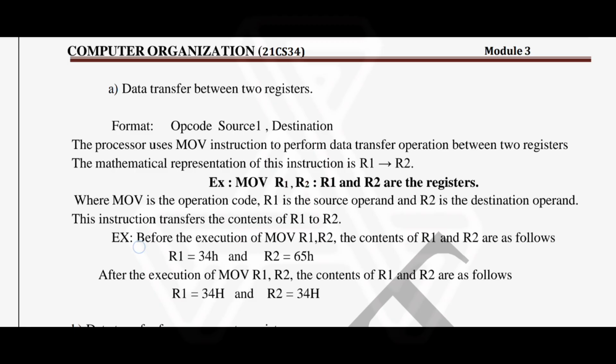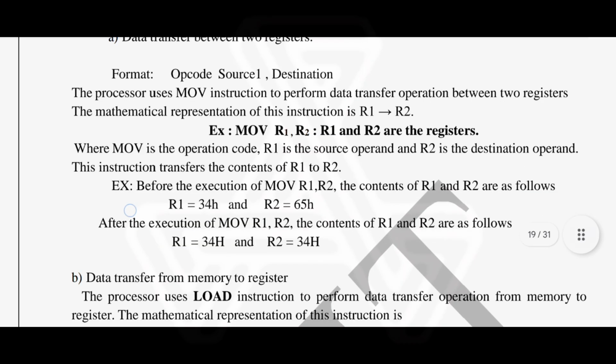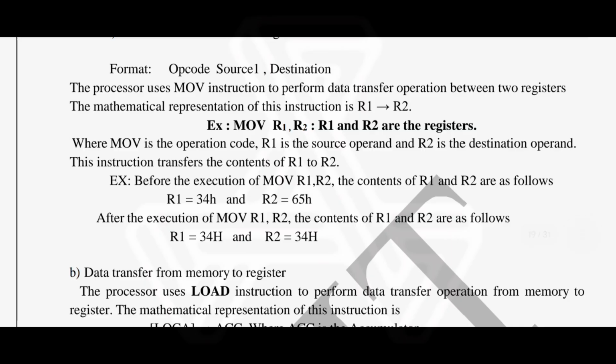Opcode, source, destination. The processor uses the move instruction to perform data transfer operation between two registers. Mathematical representation of the instruction: move R1, R2. R1 and R2 are registers, where move is the operation code, R1 is the source operand, and R2 is the destination operand. This instruction transfers the contents of R1 to R2.